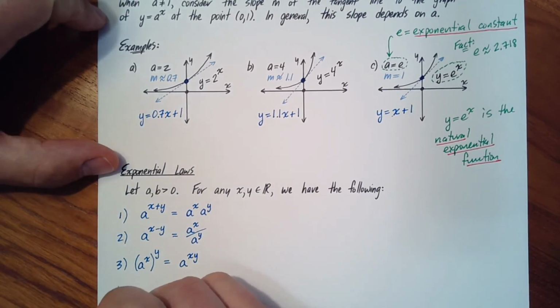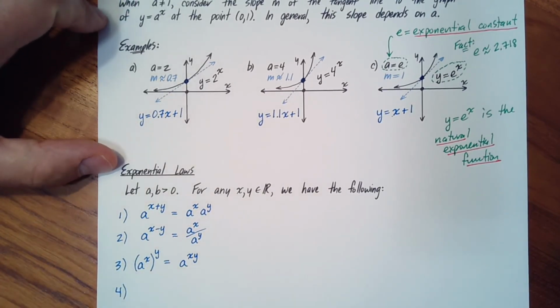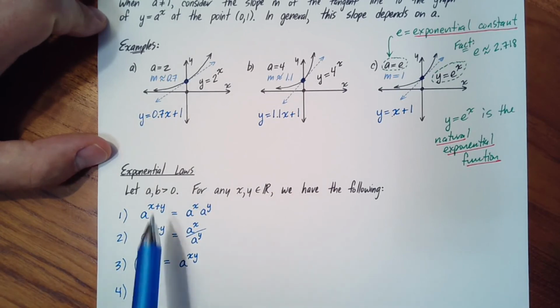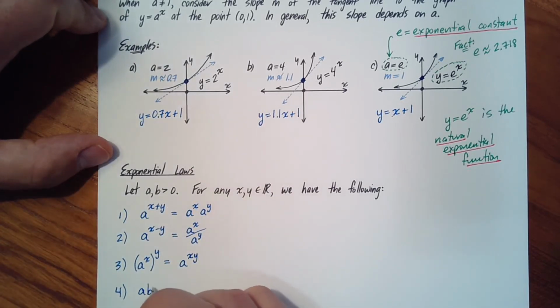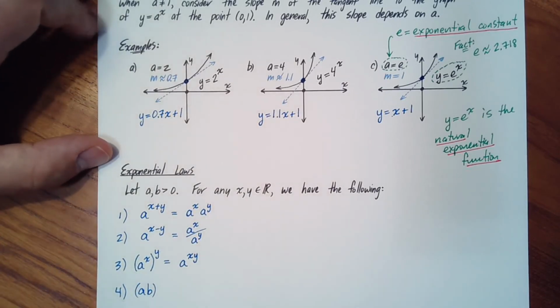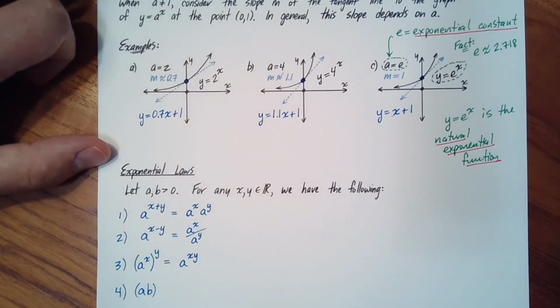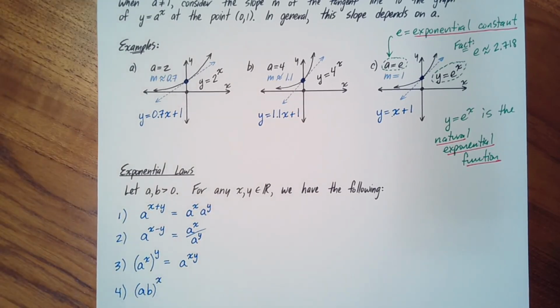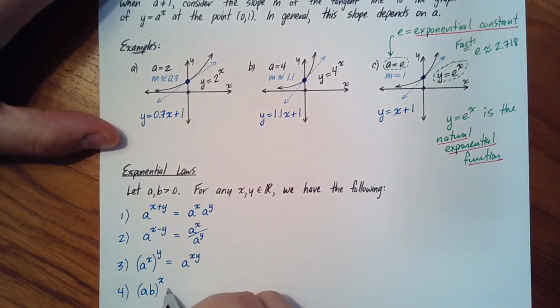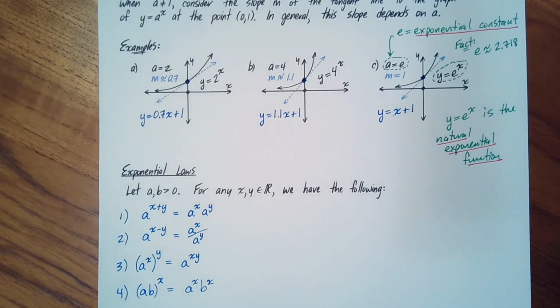The fourth law tells you what to do if you have two different bases, a and b. This is where b is going to come in. If you multiply a and b, and then raise the product to the power of x, so you have a single exponent, but the base of this power is a product of two factors, it turns out you can raise each factor to the power of x separately and then multiply the powers afterwards. So that's what the fourth property says.